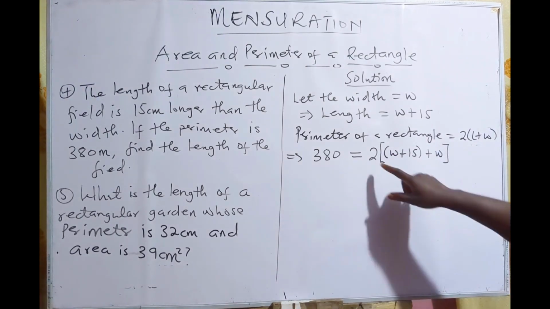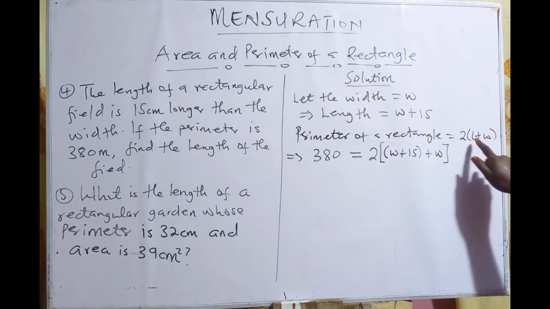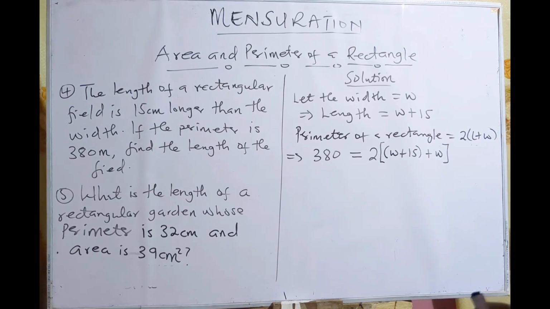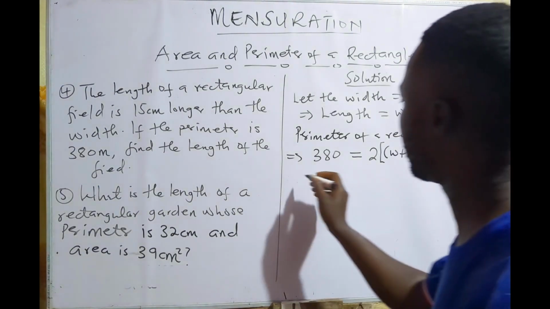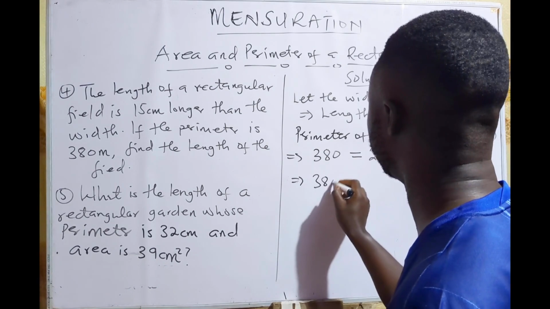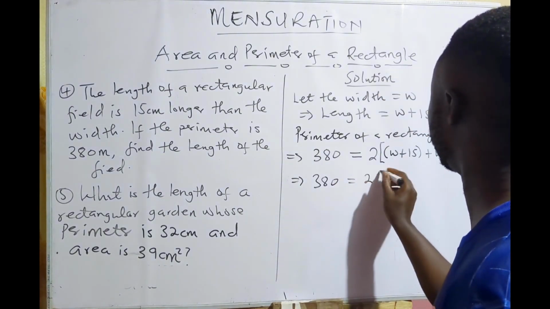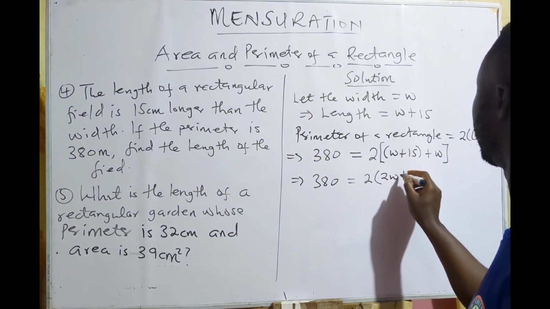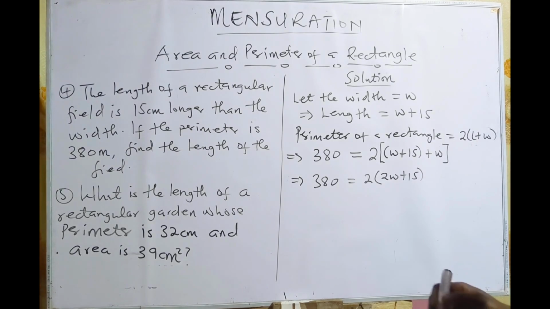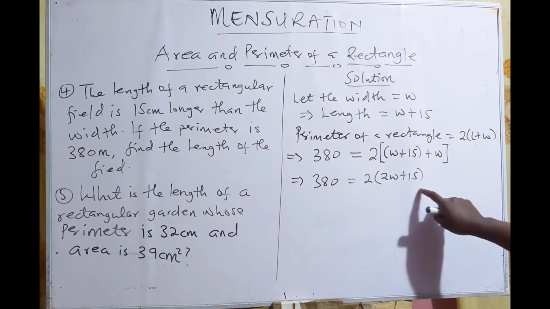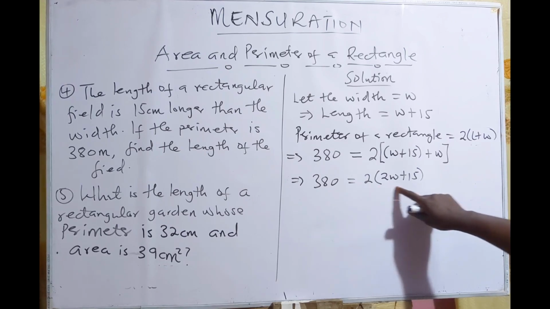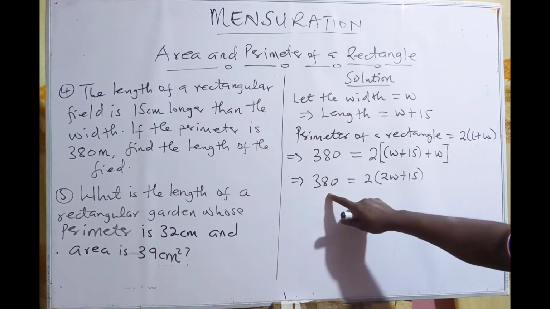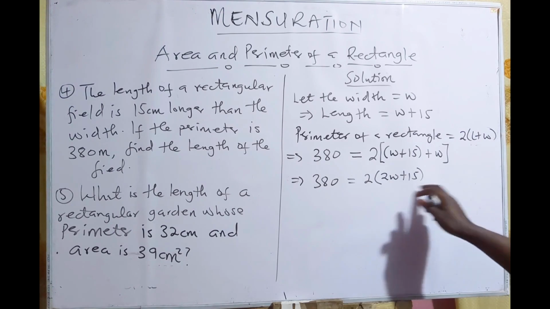All right, so 2 times the length plus the width. Therefore, it implies that 380 is equal to 2 multiplied by W plus W give me what? 2W plus 15. All right, so 2 is multiplying this. So if you like, you can divide by 2 so that you get rid of the 2 and then continue, or you can expand.